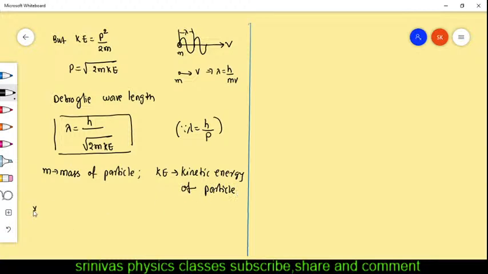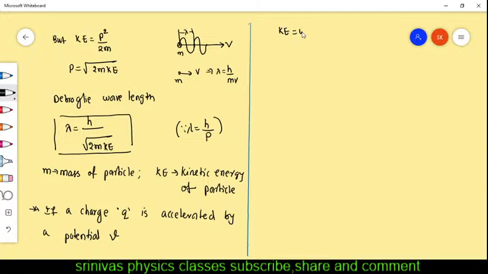And for example, if a charge q is accelerated by a potential v, where v is the potential, then the kinetic energy equals the work done by the battery. Work done we can write as charge into potential. We know that potential equals work by charge. Do you know this? From this, work is equal to potential into charge. Then kinetic energy equals qv.